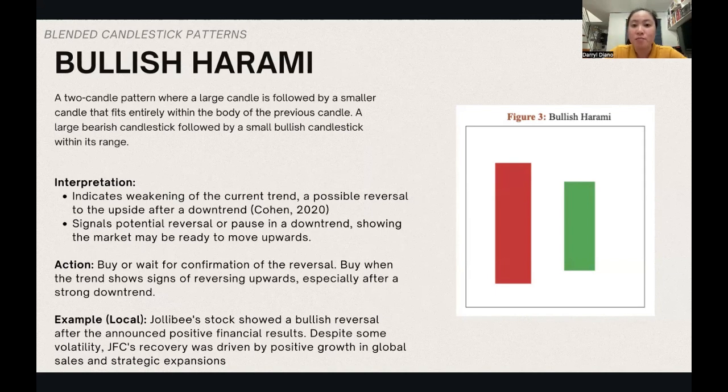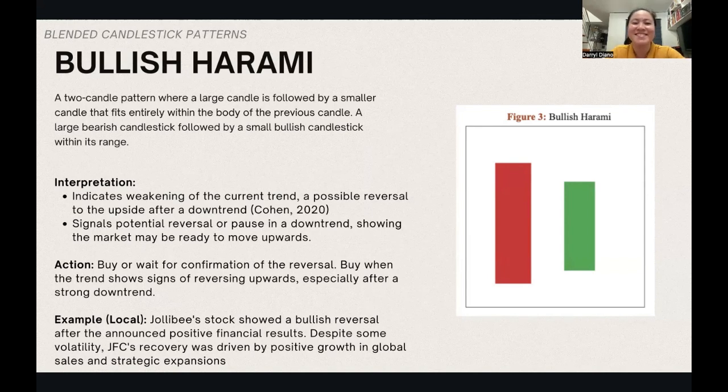For example, the Jollibee Foods Corporation. After a series of declines earlier this year, this indicated that the selling pressure was easing, leading to a strong upward reversal. Jollibee stock showed a bullish reversal at certain moments, such as when the company announced positive financial results. Despite some volatility, their recovery was driven by positive growth in global sales and strategic expansions.